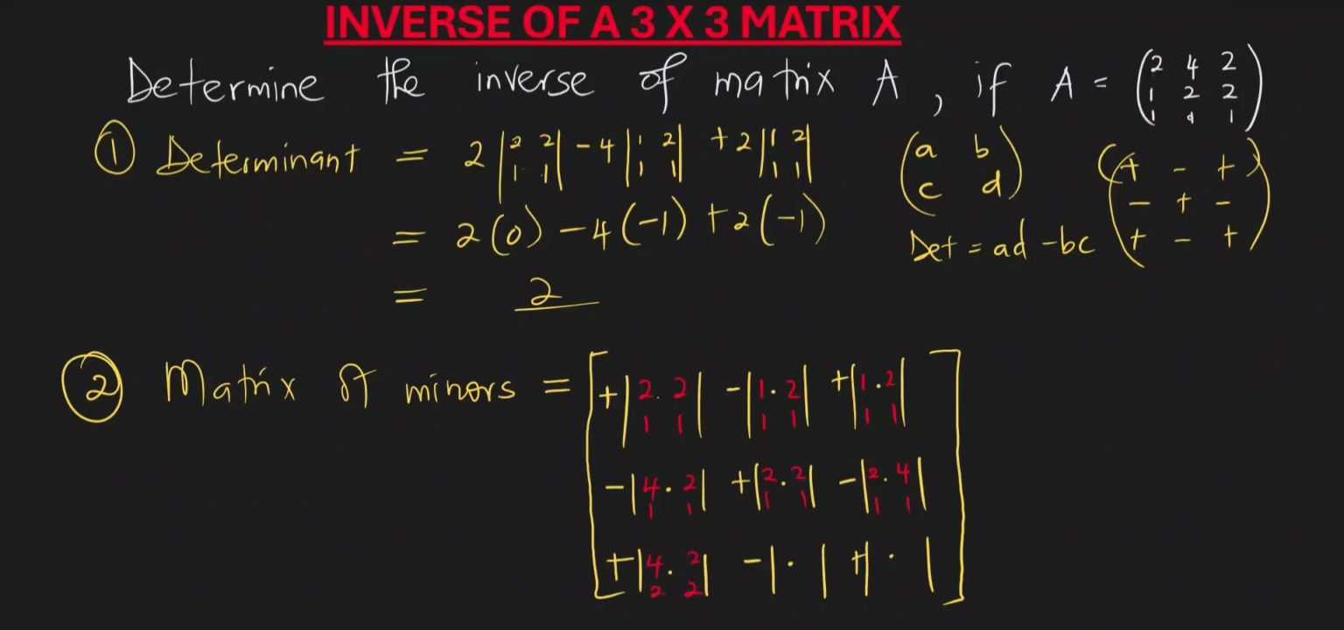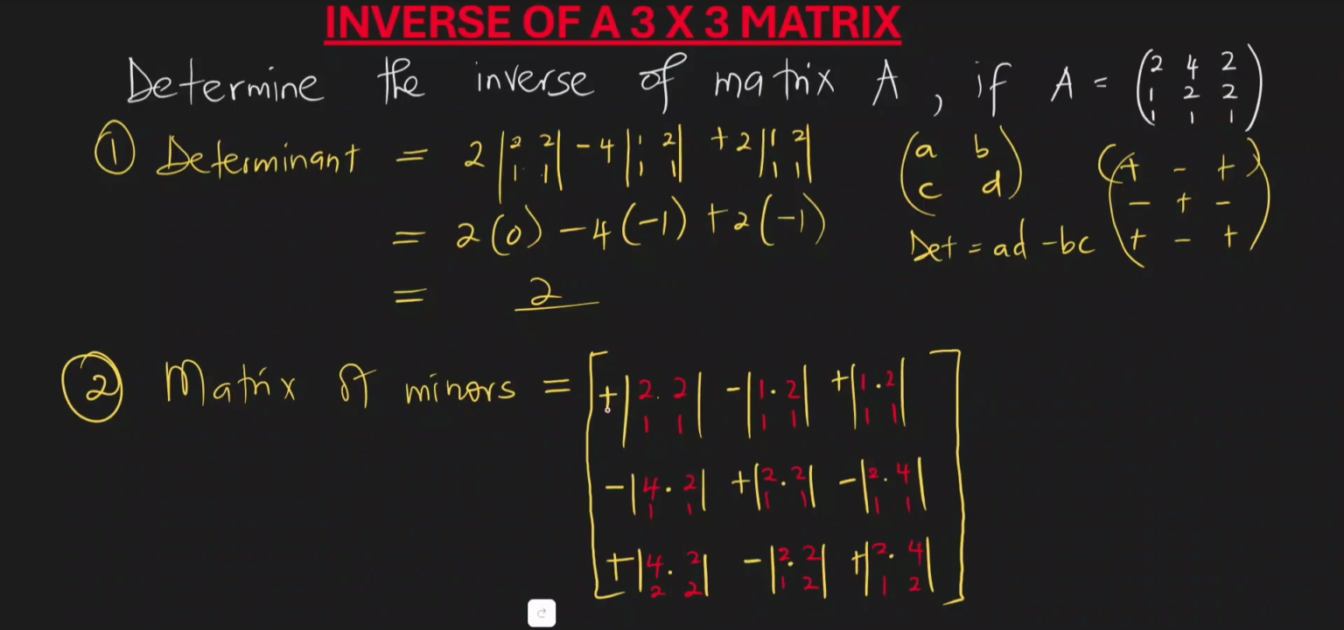Then we go to the second one for this row. We close its row and its column. We have 2 2 1 2. Lastly is the last one there. We close its row and the column. We have 2 4 1 2.